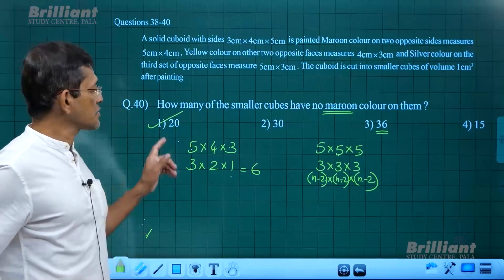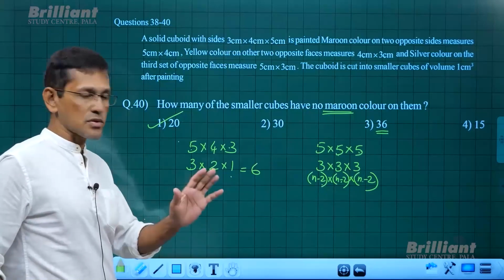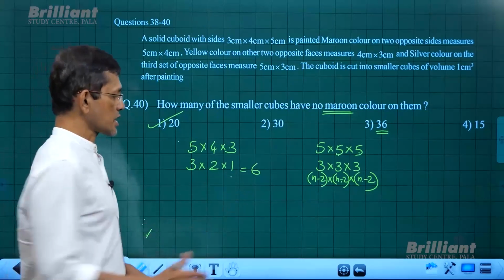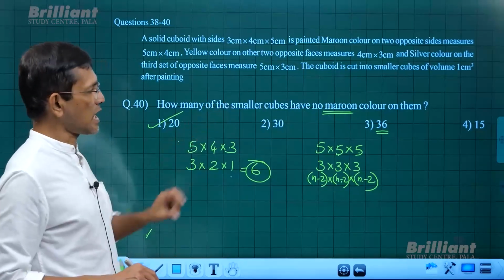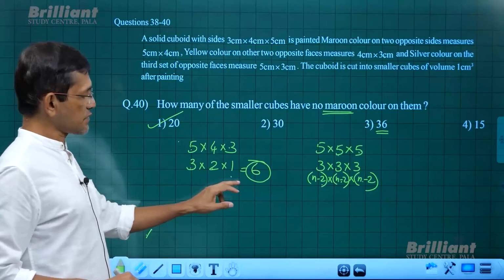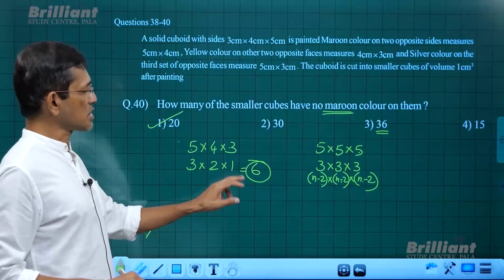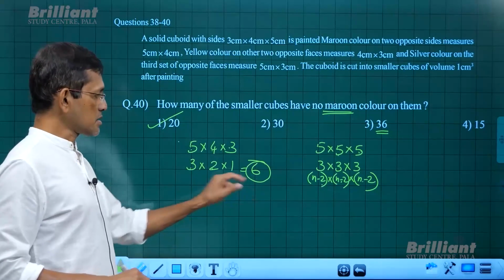However, if they ask how many of the smaller cubes have no color on them, no paint at all, then the answer must be 6. Okay, that was a confusion we had. Now that's cleared. So in this case, the answer is 20. And if the question is how many of the smaller cubes have no paint and no color, that means 6.